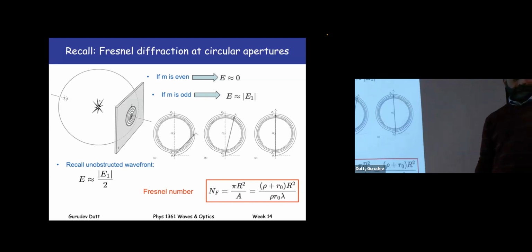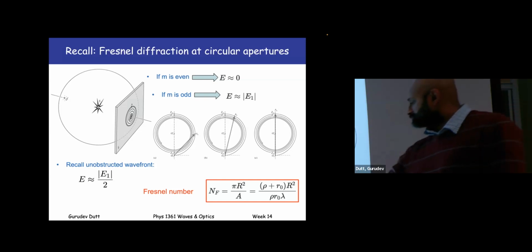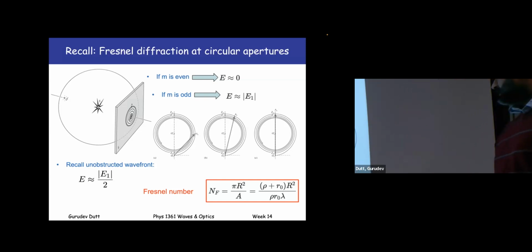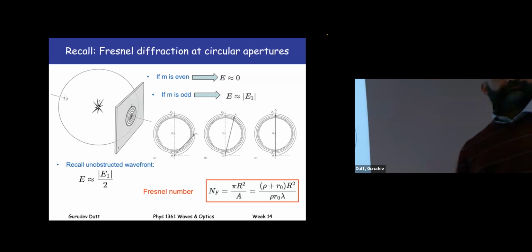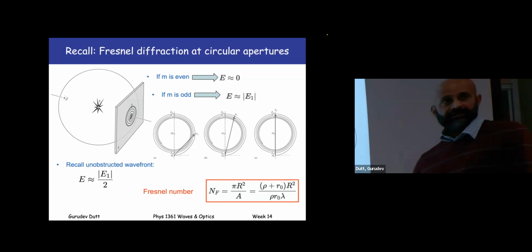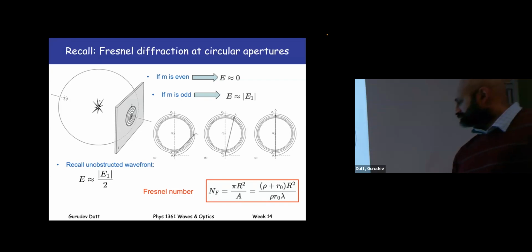Okay, and to compute how many zones are enclosed inside the aperture, we can use something called the Fresnel number, which corresponds to roughly the radius of the aperture, r, pi r squared. That's the area of the aperture divided by the area basically of a Fresnel zone. And I did the math for this in the supplementary video that is on your module, so that you get this result.